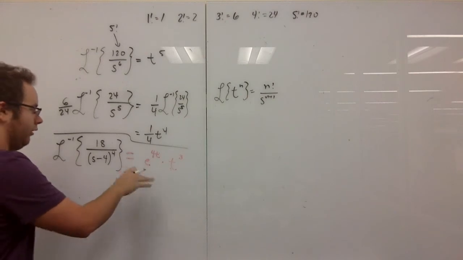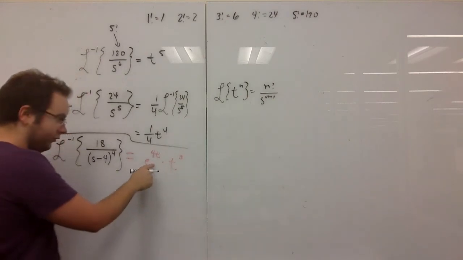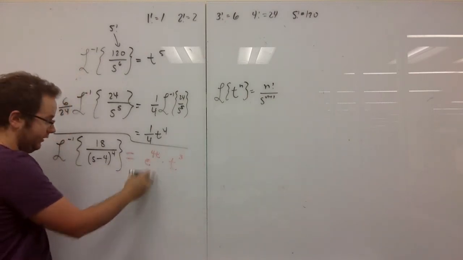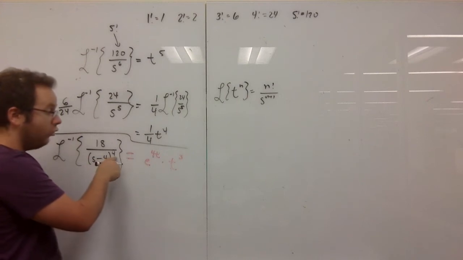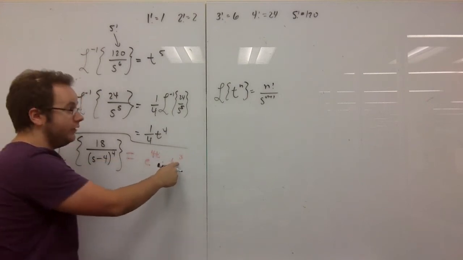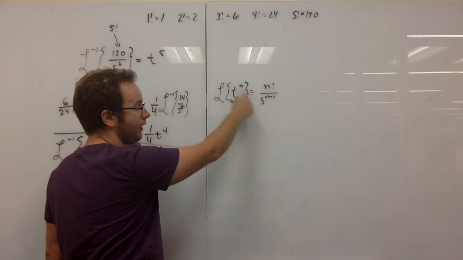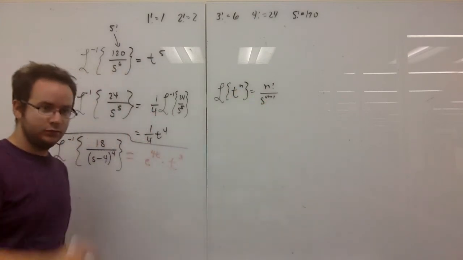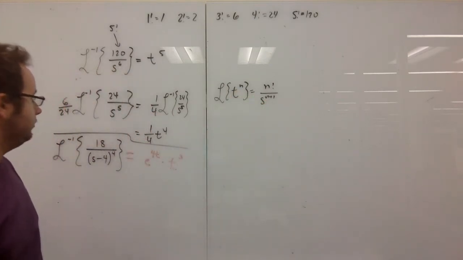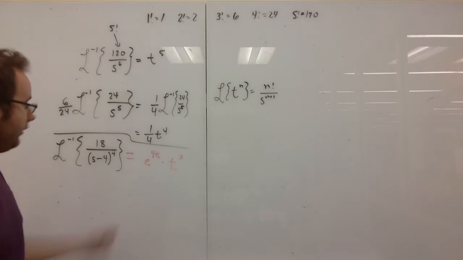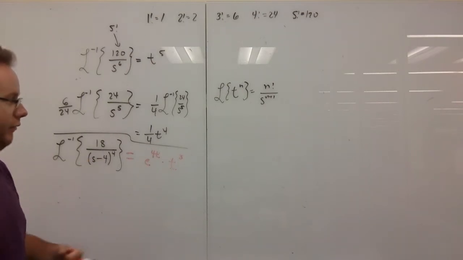Okay, where are we? We know there's a shift of 4, so that's why we have e to the 4t. We know there's an s to the 4th down below, which meant the original t power must have been 3, because we bump the power up by 1. So 3 times 3 factorial? Yeah, exactly.